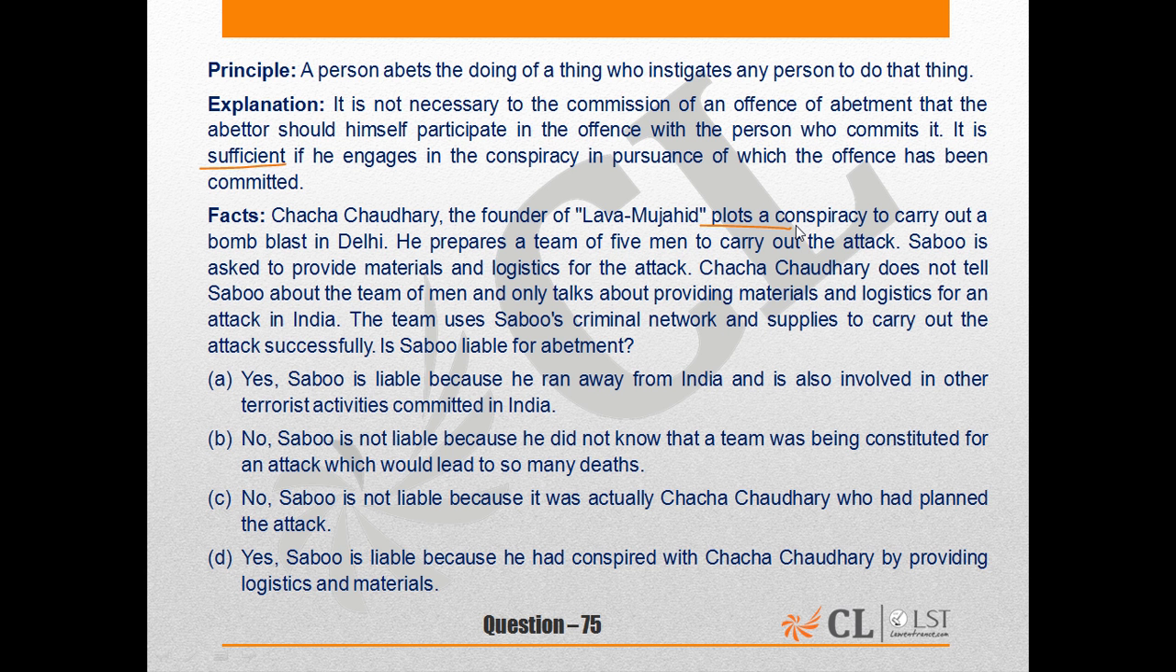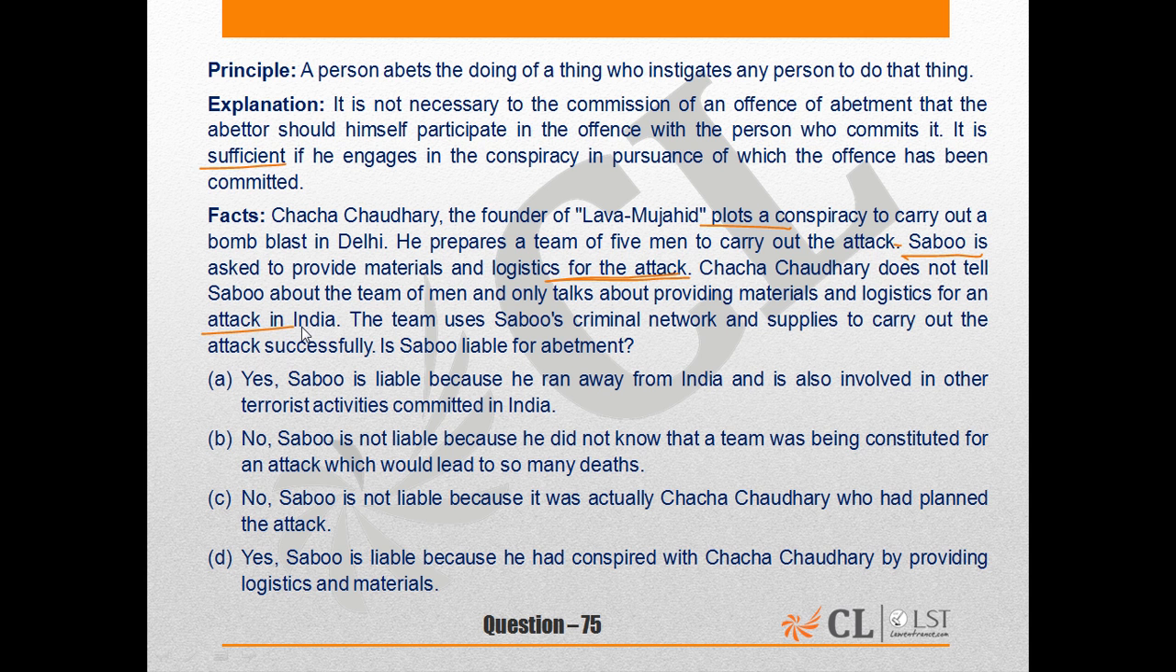So he prepares a team of 5 men. Sabu is asked to provide the materials and logistics for the attack. Chacha Chaudhary does not tell Sabu about the team of men and only talks about providing materials and logistics for an attack in India. So we can clearly see that Chacha Chaudhary had told Sabu about the attack which is going to happen. Although he has not revealed the other members of his team, he has clearly told Sabu that the material he is acquiring is for the attack purpose. The team uses Sabu's criminal network and supplies to carry out the attack successfully.